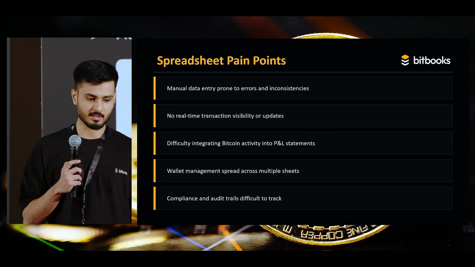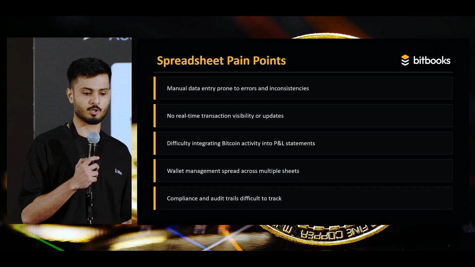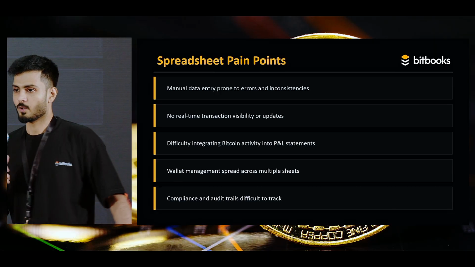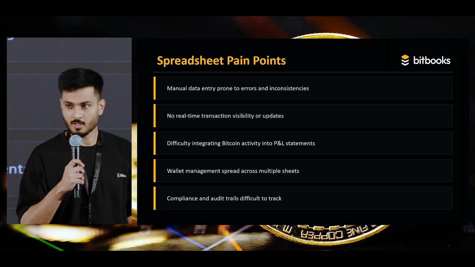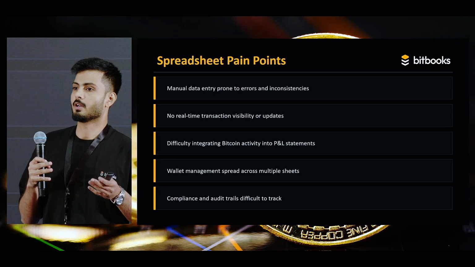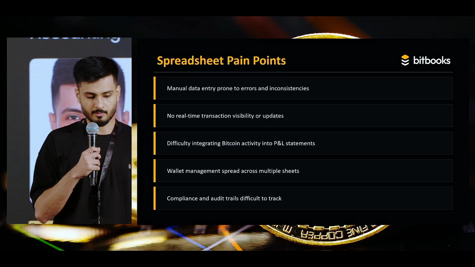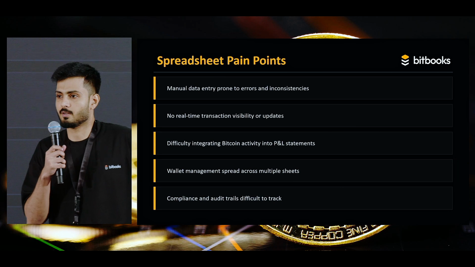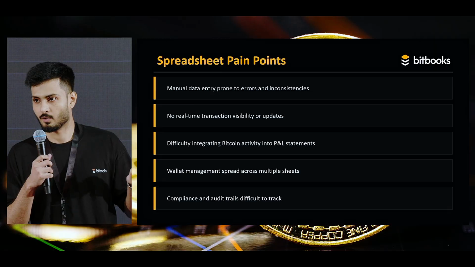No real-time data, difficult integration of Bitcoin into the P&L statements, manual management spread across multiple sheets. It's really hard to track each and every sheet. When you are using multiple wallets and multiple reports and want to know your total expenses and what your revenue is, it's really hard for you. And this is also very difficult when it comes to compliance and audit. How are you gonna find each and every transaction? What is the current exchange rate when it comes to the fiat world, right?